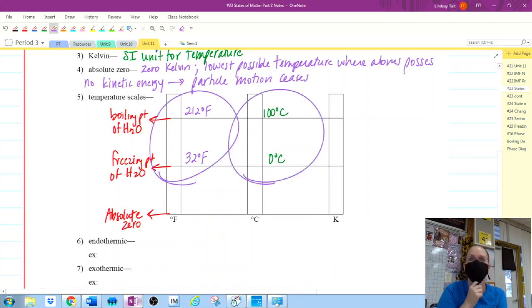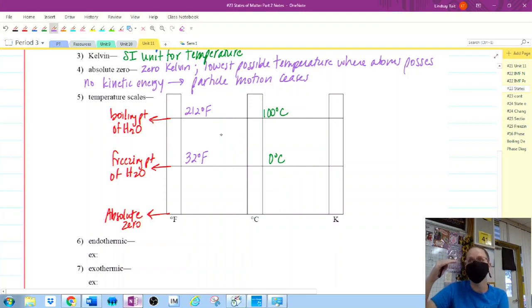Which one's bigger? 1 degree Fahrenheit or 1 degree Celsius? It's going to be Celsius. This only gets broken up into 100 pieces. This gets broken up into like 180. Yeah, so 1 degree Fahrenheit increase in temperature doesn't go up as much as 1 degree Celsius. It's a different change in energy, more energy change for the Celsius.